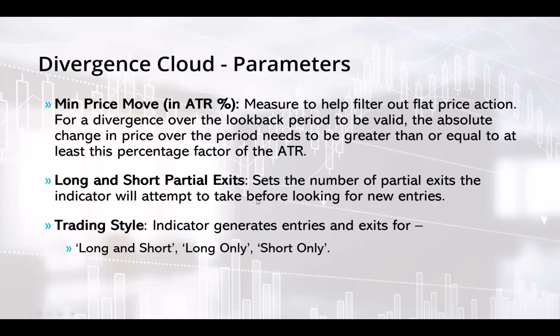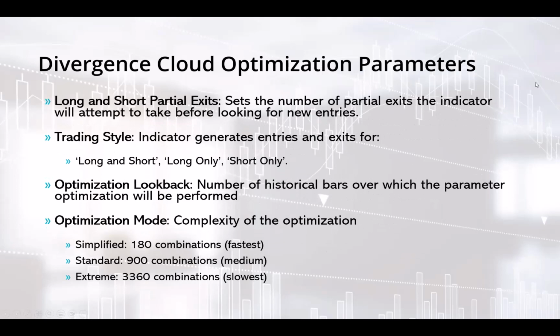All right. And last but not least, real quick, the optimization parameters. Again, these are used only for the AO version of Divergence Cloud. And similarly to 1 to 3 strike, we can manually set the number of long and short partial exits and the trading style. These are not being optimized. In addition to this, we can once again set how many historical bars should be considered during optimization, and which optimization complexity, which optimization mode should be used.